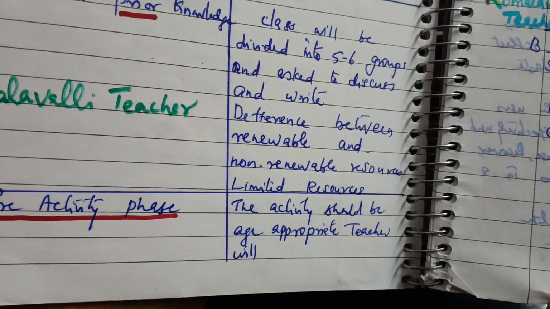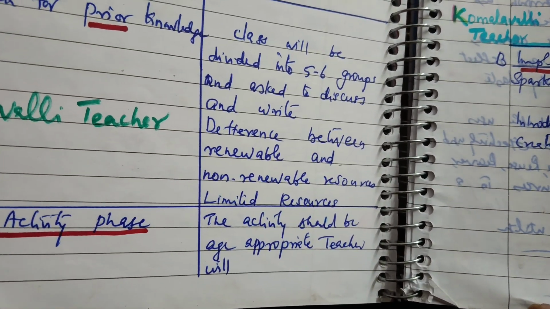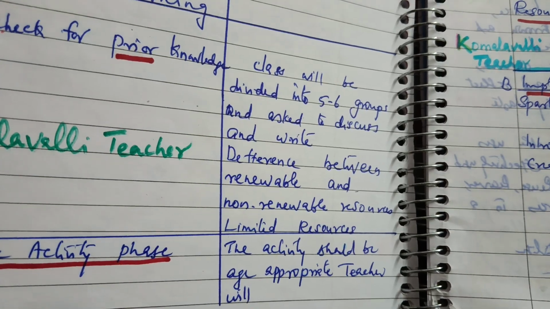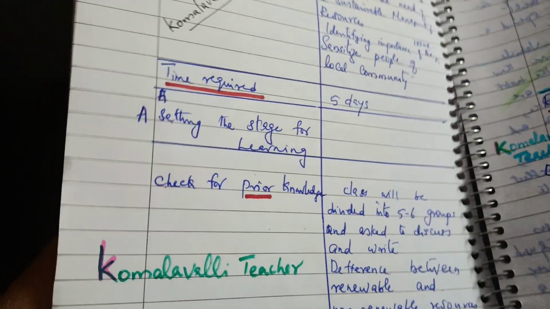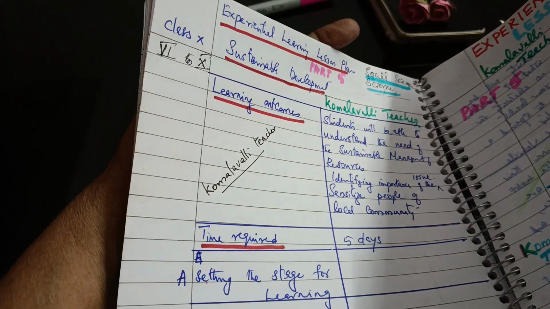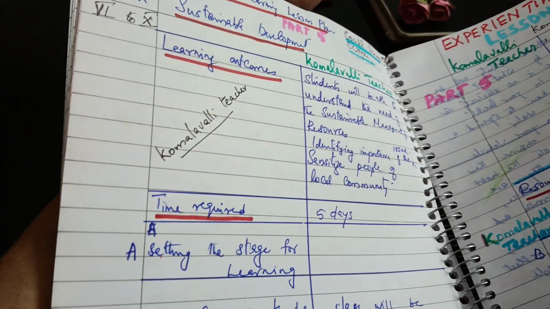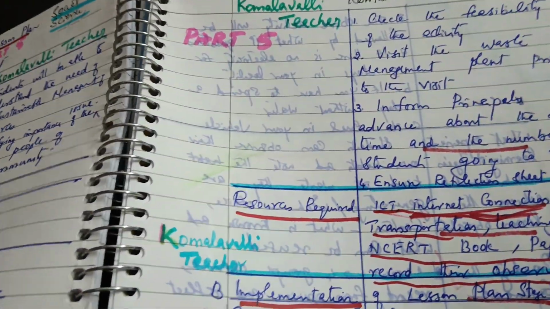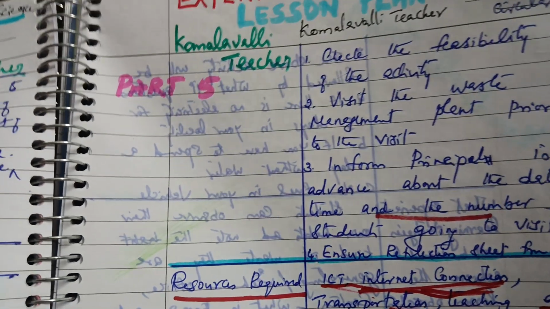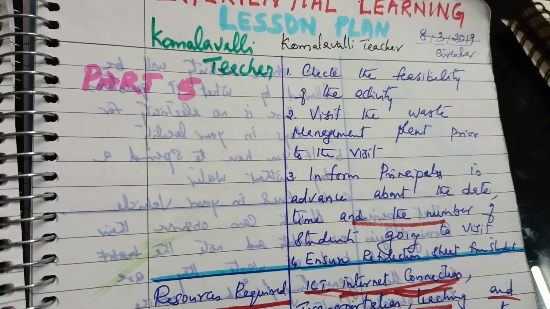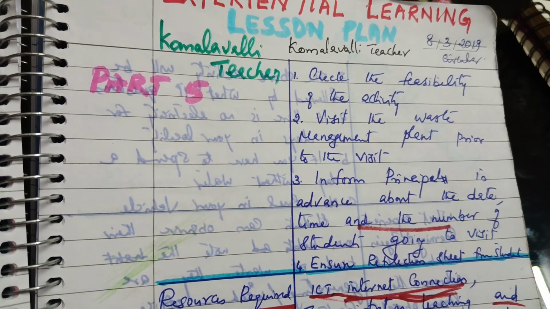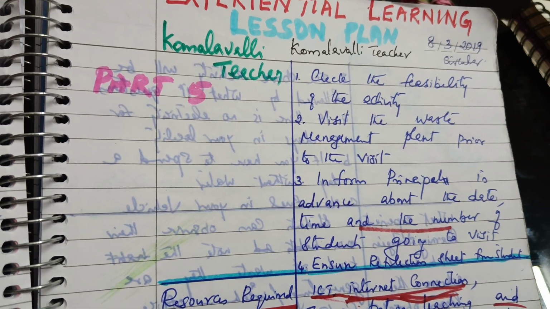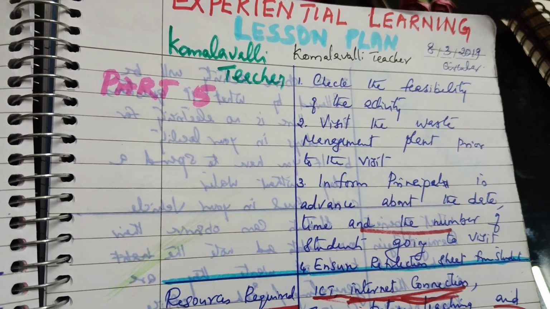Then what about the pre-activity phase? The activity should be age appropriate, and the teacher will check. Before that, let me tell you, I wrote this sustainable development plan for class 10, and it is applicable from class 6, 7, 8, 9. In most classes you learn about sustainable development, but the lesson plan should be created age-wise, because what is done for the 10th may not be the same for a 6th or 7th standard child. A little difference may be there.